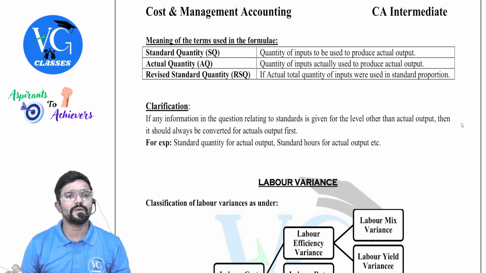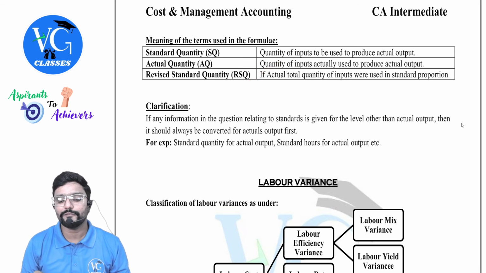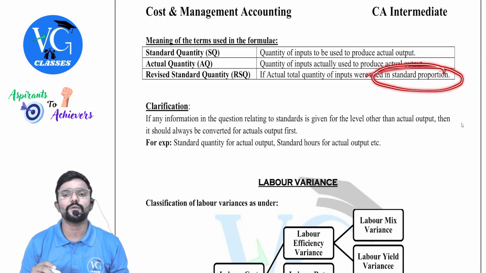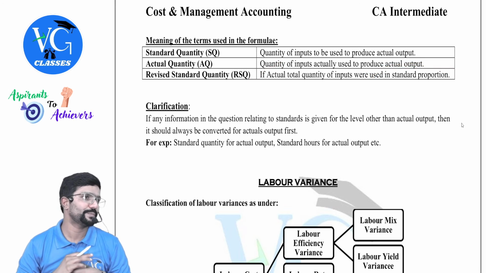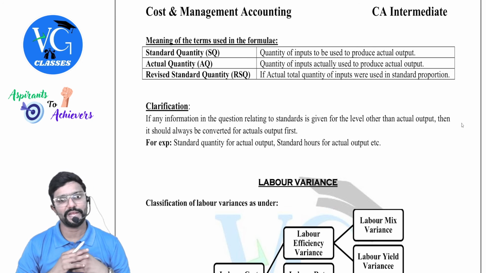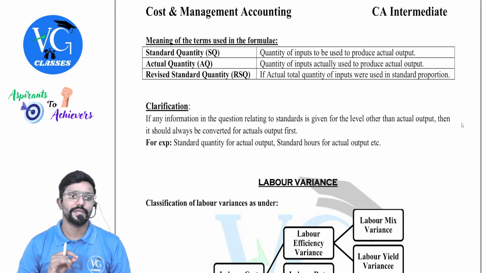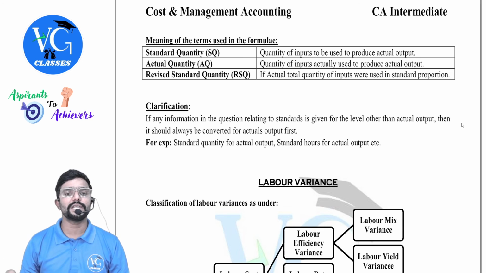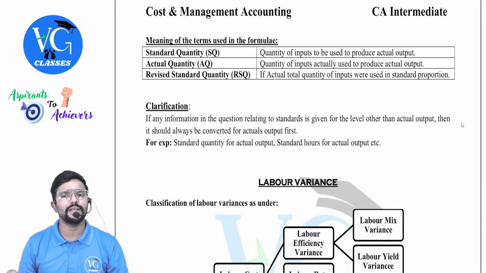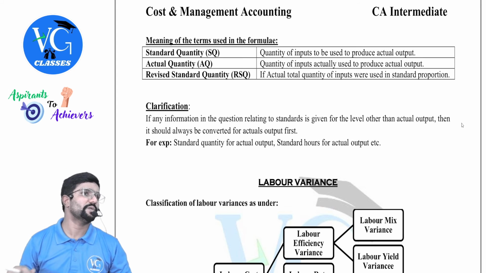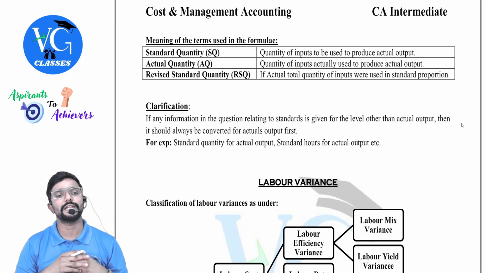Then RSQ stands for what? Revised standard quantity. If the actual total quantity of inputs were used in standard proportion, how much should it be? Clarification: if any information in the question relating to the standards is given for a level other than actual output, then it should always be converted for what? Actual output first. Only then proceed further for calculation, guys.